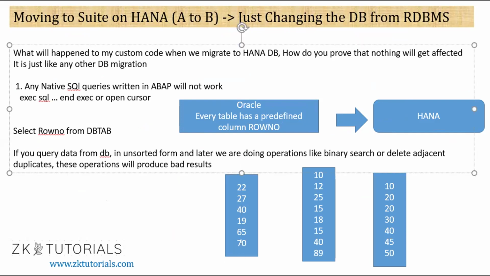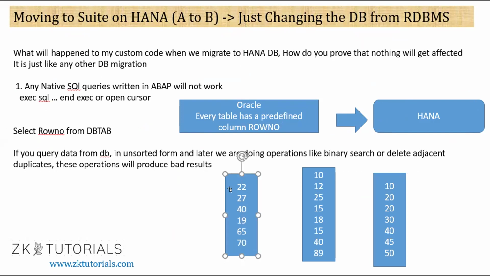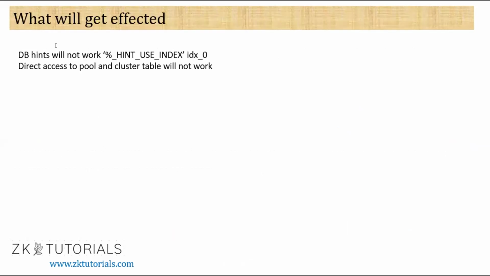For example, this is my unsorted data, and if I want to find the values greater than 19, the system will think it's already in sorted form. So it will give us only 22, 27, 40, but it will never give us 65 and 70. Also, DELETE ADJACENT DUPLICATES will not work if the data is not in sorted manner. Then DB hints will also not work. And the last point is that direct access to pool and cluster tables will also not work. This is all we saw in the last session.